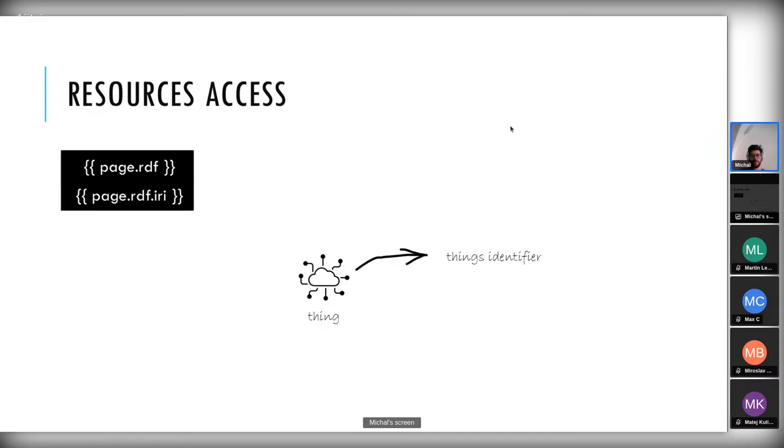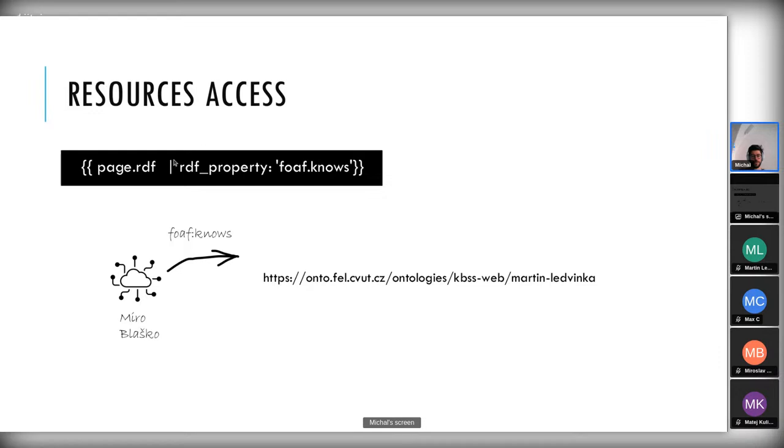Some other stuff you can do is, if you have page.rdf, you are building basically triples using, I'm really not sure how this sign is called in English. Can you help me, please? Pipe? Okay, so it's pipe. So we are using pipes to build the triples. This tells you that you are looking for the thing with the RDF property knows. So if you use it like this, you get the result with Martin Medvinka, because Miroslav Blažek knows him. And you can create a pipeline using those pipes.